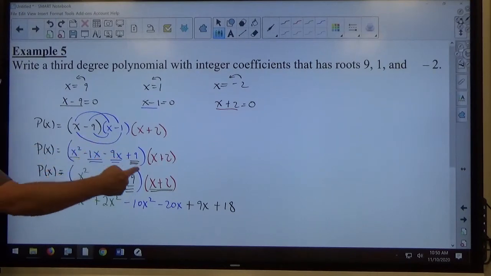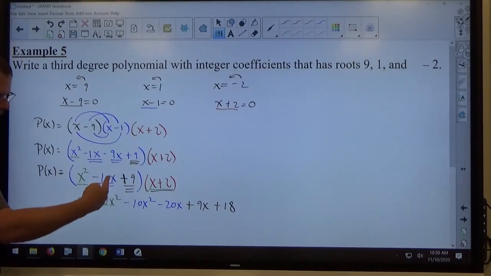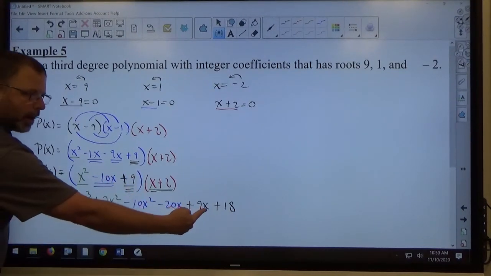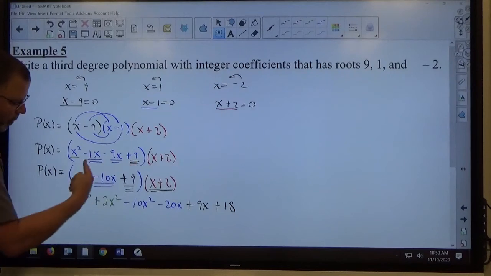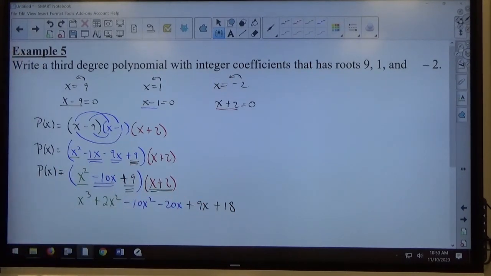Again, the other option was to take x times all three things. That would have made x cubed, negative 10x squared, and positive 9x. Positive 2 times everything would have made positive 2x squared, negative 20x, and positive 18. You get the same products, just in a different order. The order doesn't really matter, so whichever one you do is fine. But again, that's how you do your second multiplication. Every part of one multiplies by every part of the other.